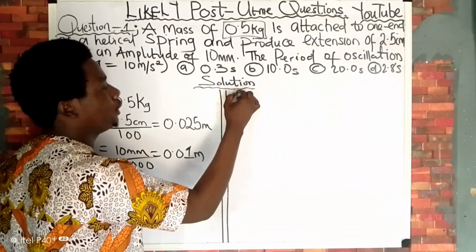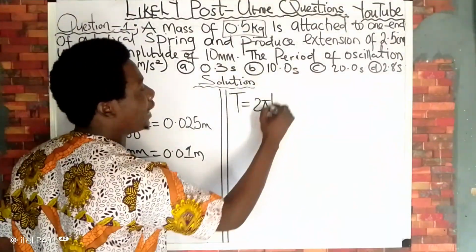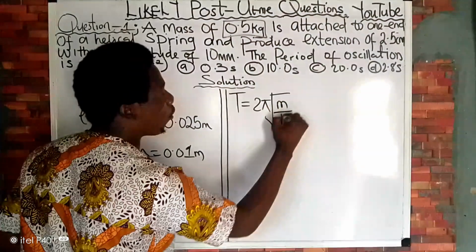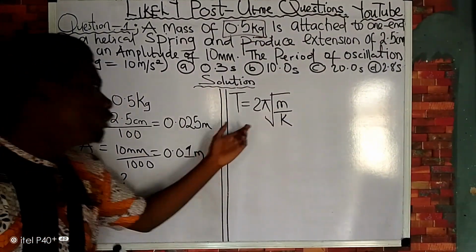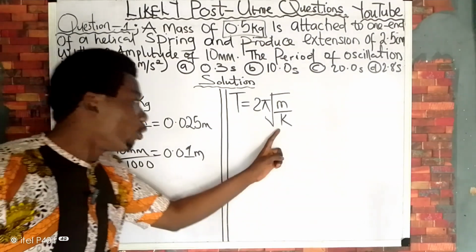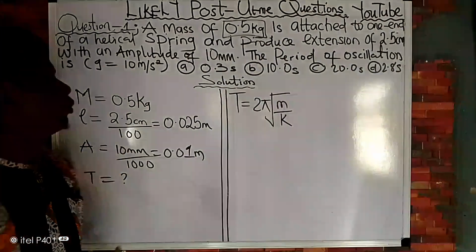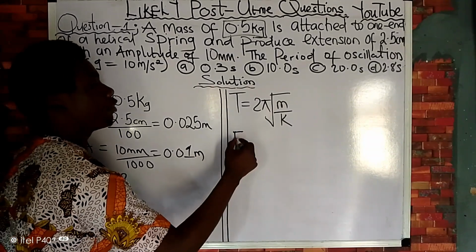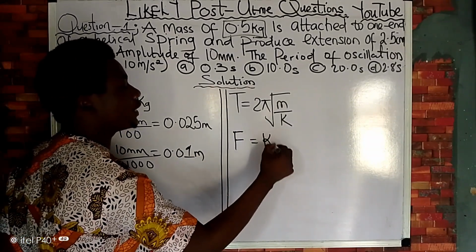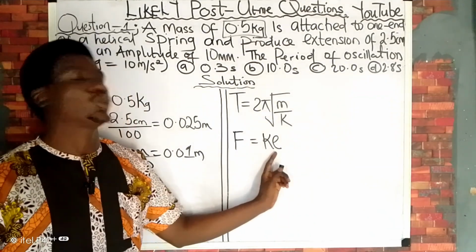According to formula 2, period is equal to 2 pi square root of m over k. Now, getting the period of this is not difficult at all, but the only problem is your force constant. We do not know our force constant. So what do we have to do? Our force constant, remember from Hooke's law, is F equals Ke. So you can get your force constant from F equals Ke.